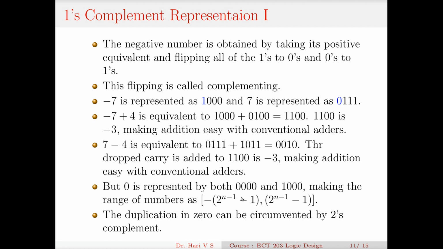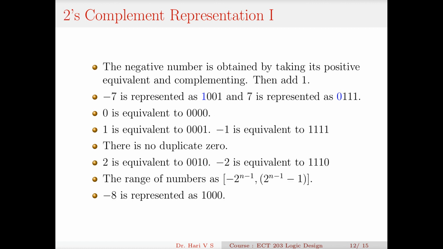There are codes for 0 0 0 0 and 1 0 0 0, meaning that there is a positive 0 as well as a negative 0. So that is an inefficient use of the available codes. This duplication of 0 can be circumvented by the 2's complement. 2's complement is basically nothing but 1's complement plus 1. You take the 1's complement of a number. What is a 1's complement? When it is a negative number, you add a 1 as the MSB and flip the remaining bits.